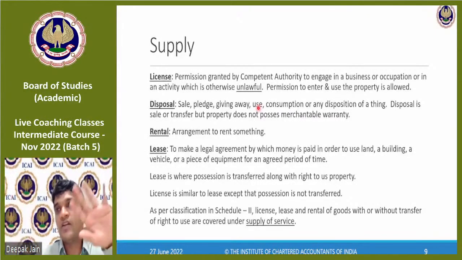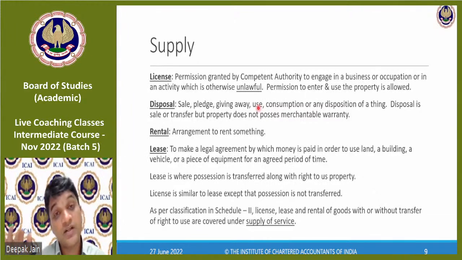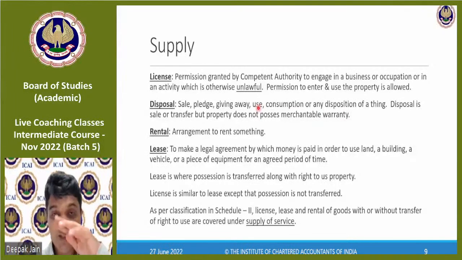So sale is when I give it off and I have a consideration, and the other person has a right to claim it as a sale. But when I dispose it off without consideration and the other person cannot ask me on the terms of the product, it is an example of disposal. But disposal also is under supply because we have seen under Schedule 1, disposal without consideration also is included there.